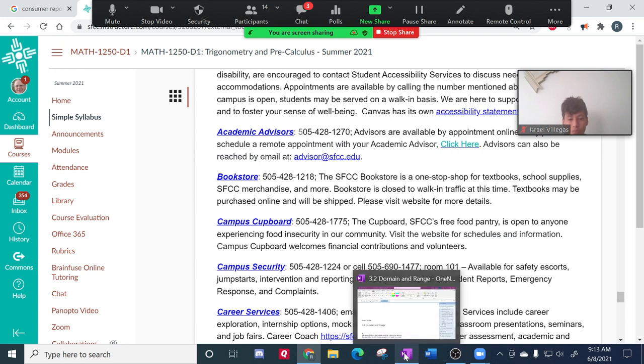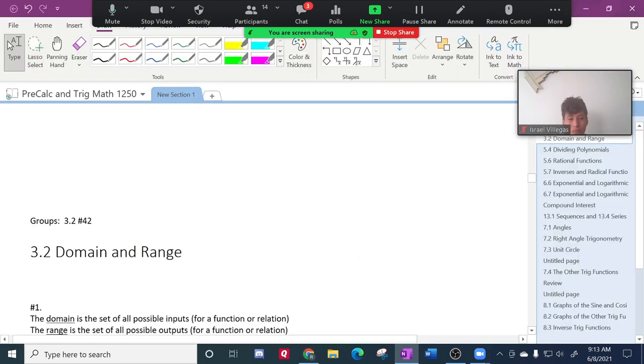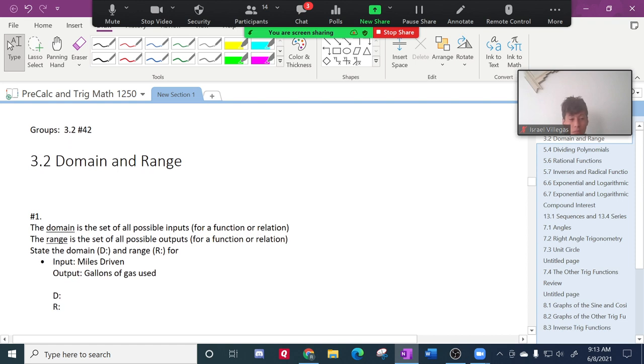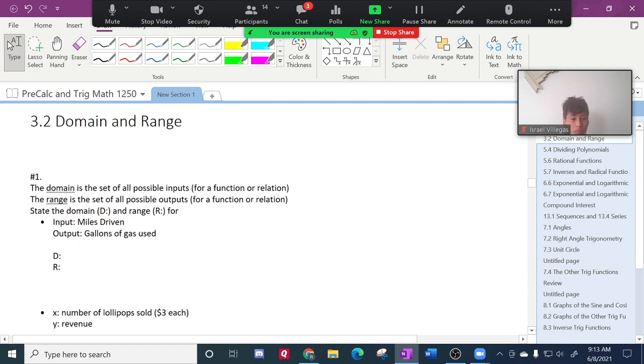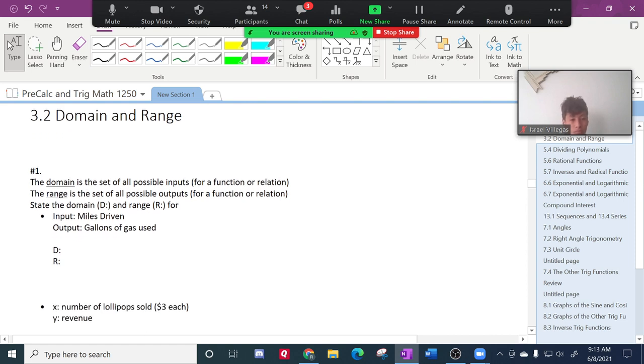All right. Let's go to domain and range, 3.2. All right. The domain is the set of all possible inputs for a function or a relation, and the range is a set of all possible outputs for a function or relation. Now, what we're skipping here is what's a function and what's a relation.